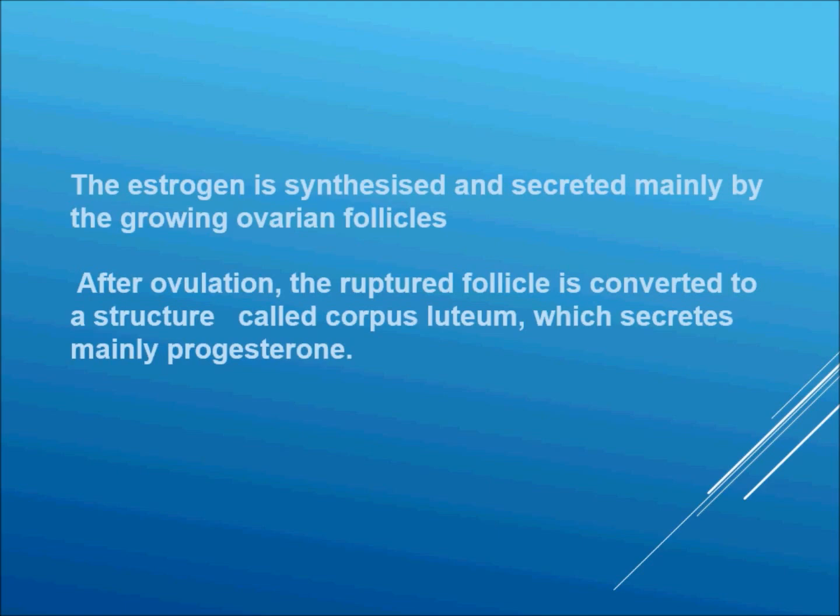And I have taught you that estrogen is synthesized and secreted mainly by growing ovarian follicles. Each ovary shows ovarian follicles at different stages of development. One of them matures completely and becomes the Graafian follicle. So a matured follicle is known as the Graafian follicle. It ovulates and is then converted into a structure called the corpus luteum. This is the corpus luteum. The corpus luteum is also known as the ruptured follicle, which secretes mainly progesterone.